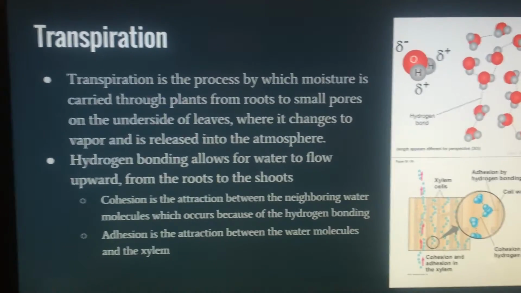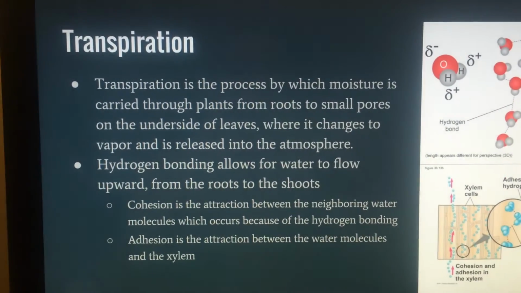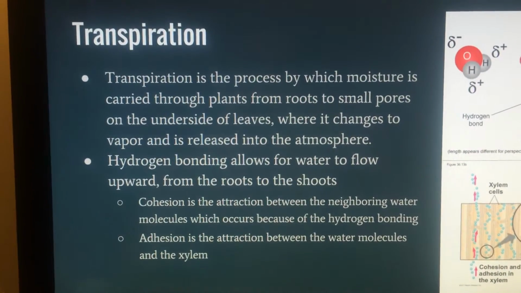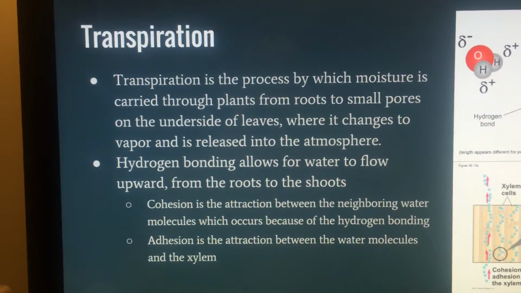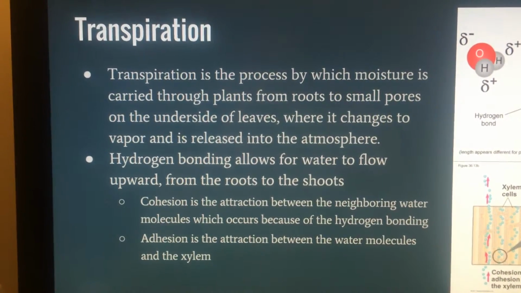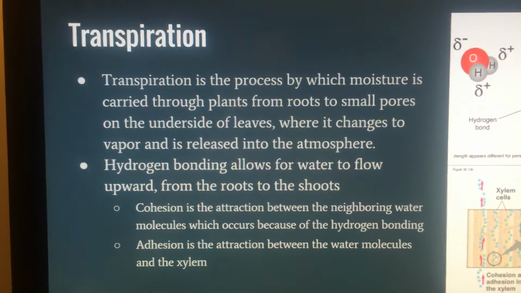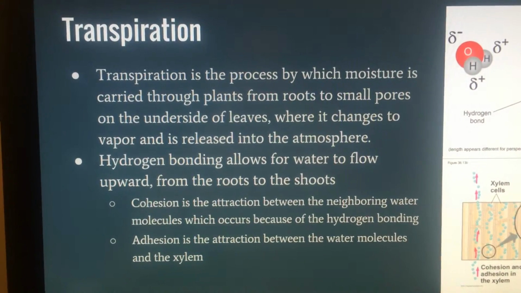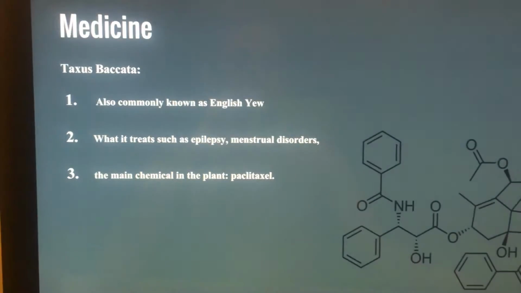Alright, so let's talk about transpiration now. Transpiration is the process by which moisture is carried through plants from roots to small pores on the underside of leaves, where it changes to vapor and is released into the atmosphere. Transpiration is the start of the water cycle. So this is where the water cycle starts. Where it starts, though, the beginning is in the hydrogen bonding within the water molecules.